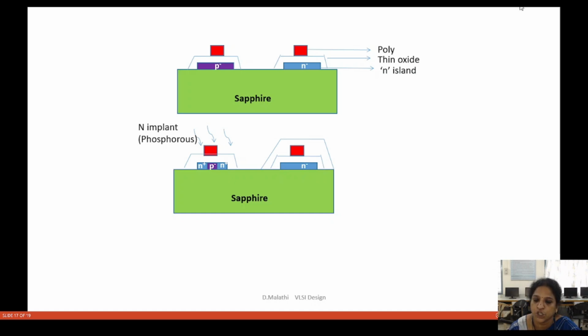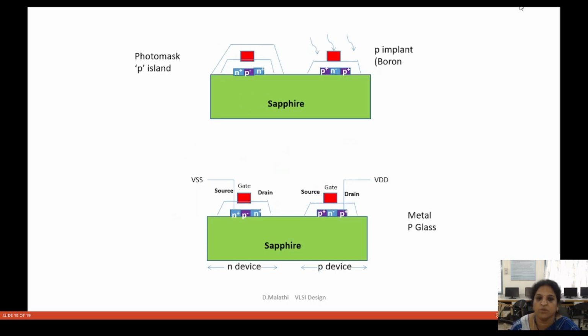Then a photoresist is used to mask the P region. Then phosphorus is implanted to form a heavily doped source and drain. Then the N island is masked with a photomask, and a heavily doped P-type material is implanted to form the source and drain. So we have two islands, an N device separately and a P device separately, each with a gate, source and drain. Metallization process is done and the contact cuts are made.